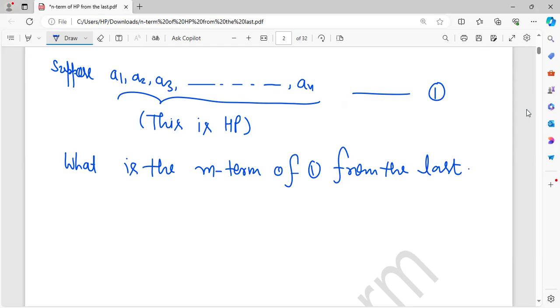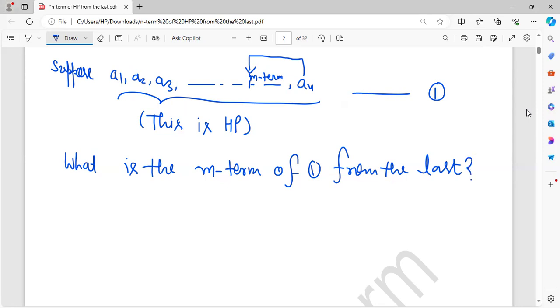From the end. It means what is the end of this series? We have to find some mth term. Some mth term is there. We have to find the mth term. So the mth term will be somewhere here from the last. It means starting from AN. So how to find it?